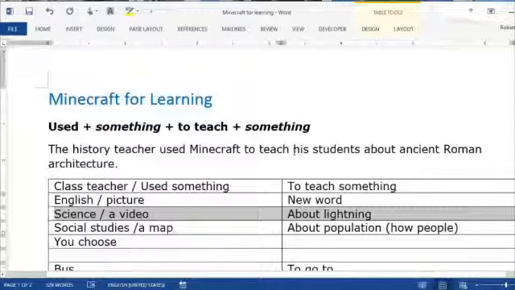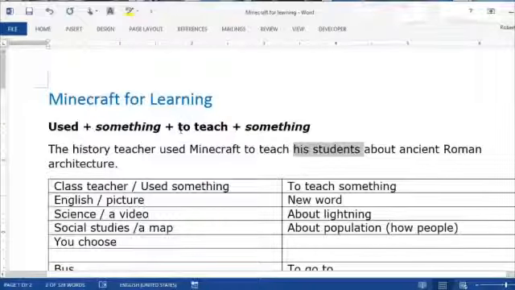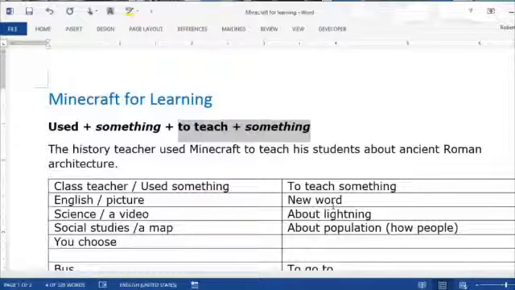Now if you notice, the first time I didn't use "his students," right? So this is sort of extra words. Really we wanted to just focus on teach something, so we could just say to teach a new word. But if you wanted to add more details before new word, that's also possible. So for this one, I will add the details. The social studies teacher used a map to teach his students about population.